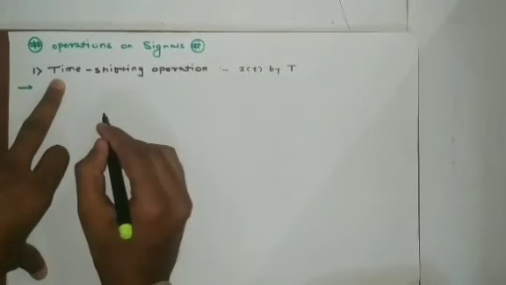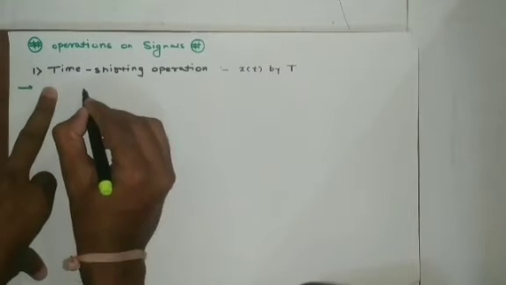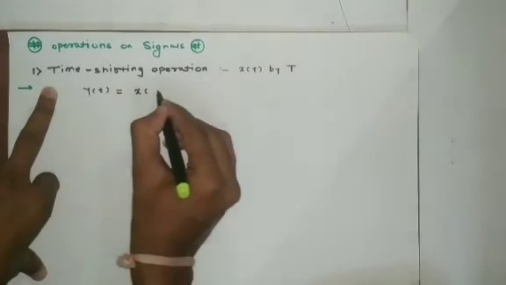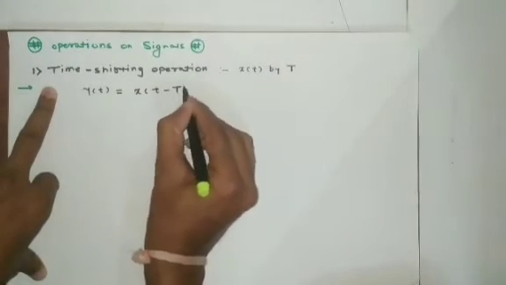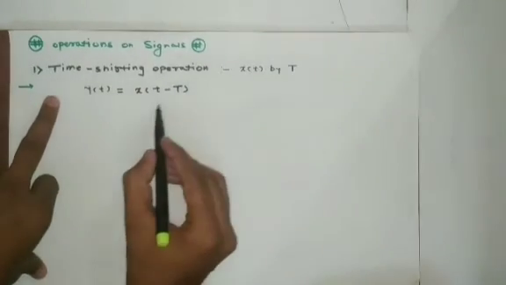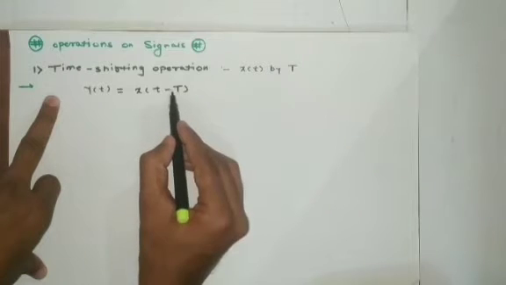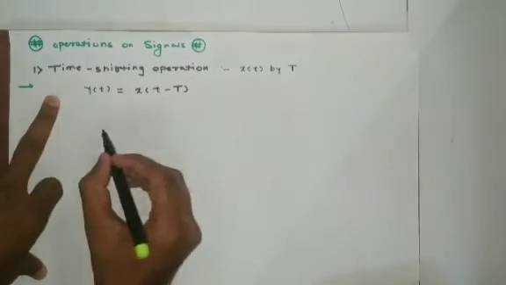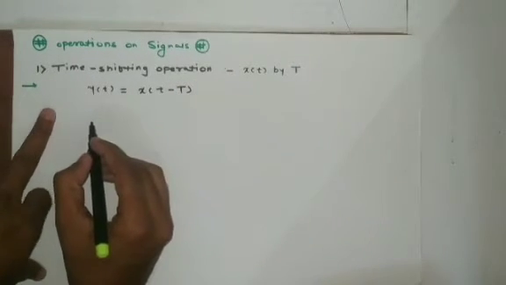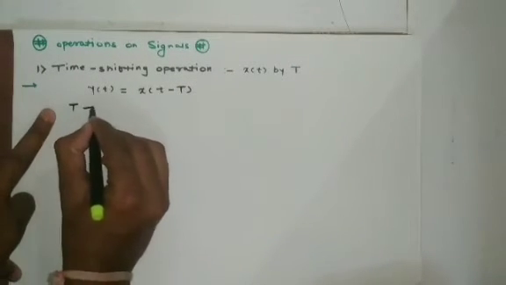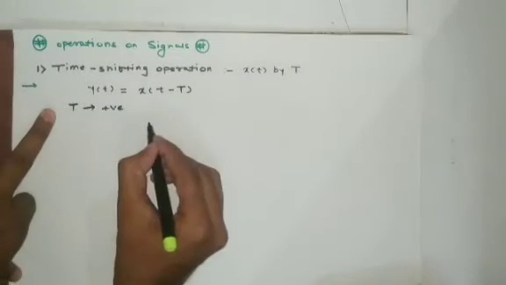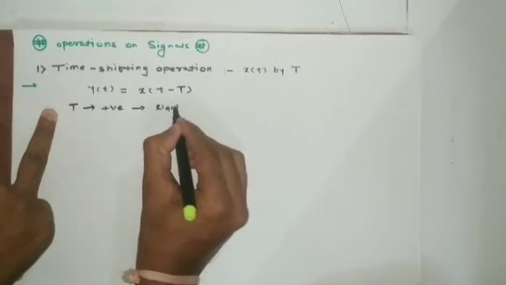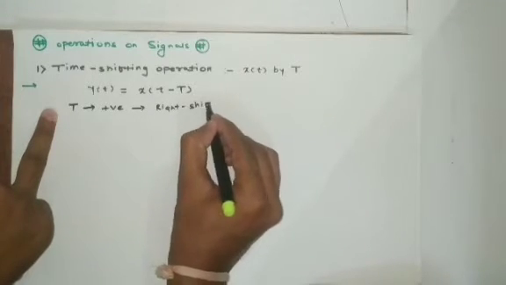Let us consider the certain delay as capital T, such that the output signal y of t becomes equal to x of t minus capital T, where T is the fundamental period with which we are shifting the signal. Now, considering this time period, we can have two different values of T. The first possibility I am writing, if T is positive, such operations are called right shift operations.